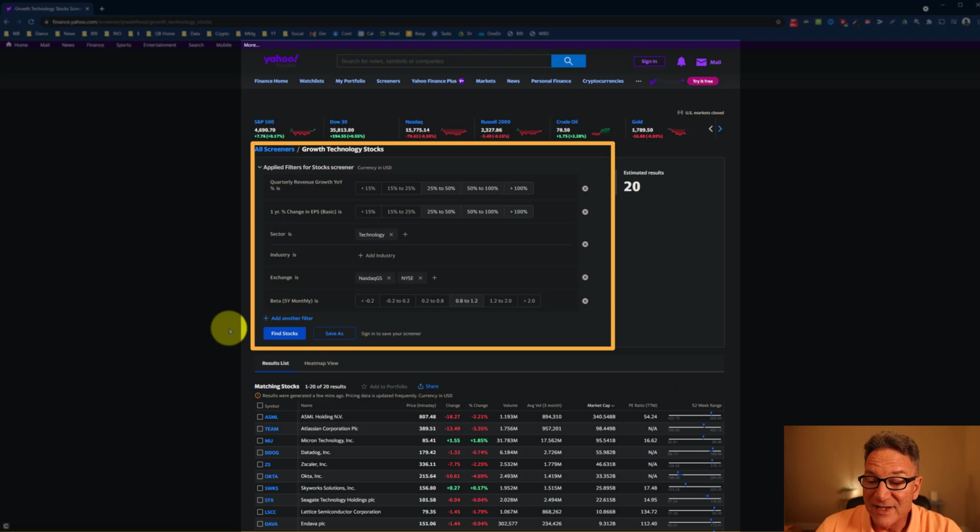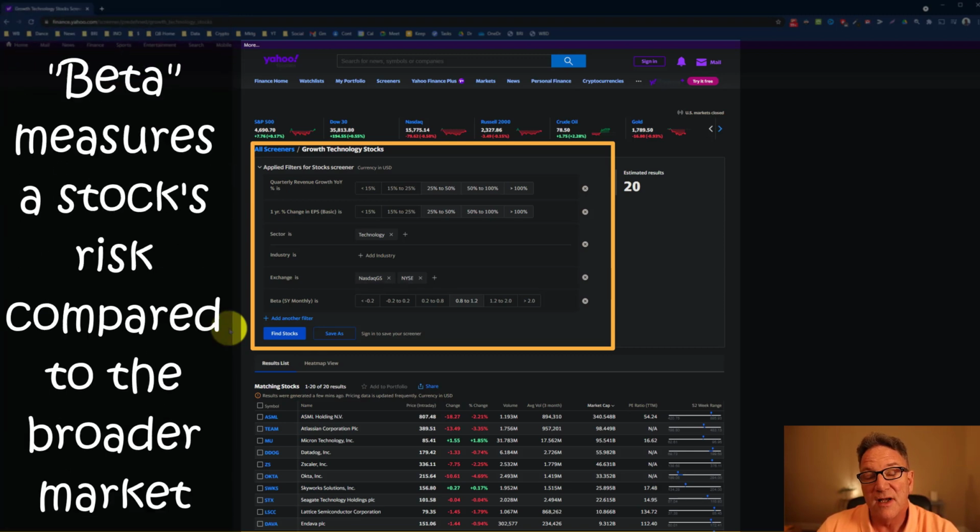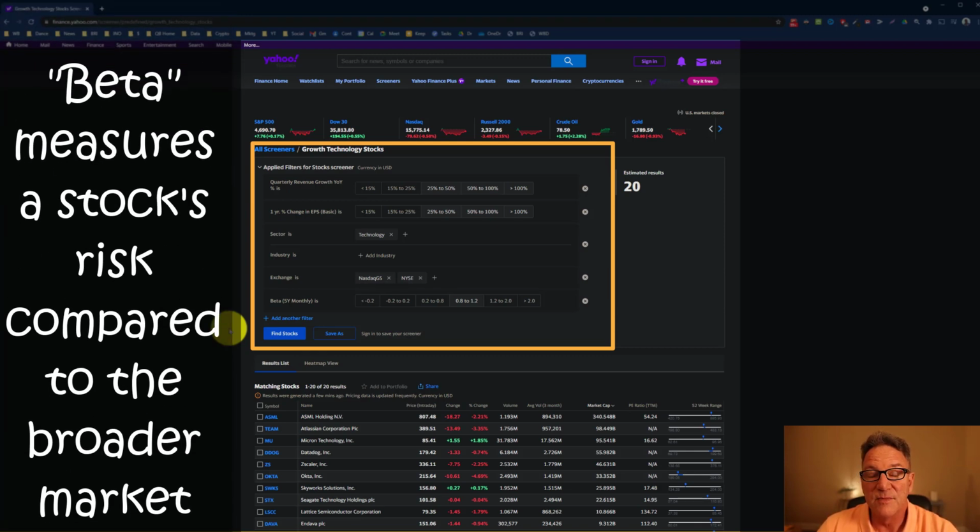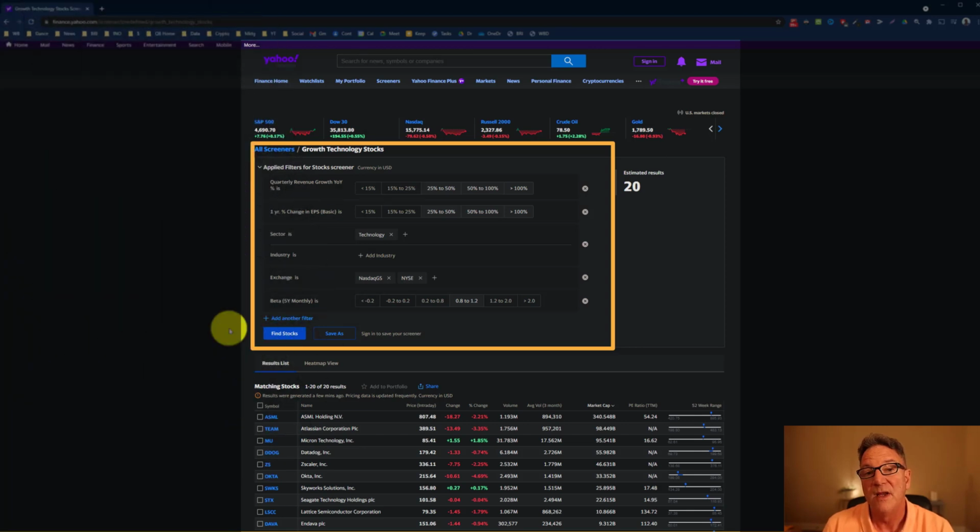So what is beta really doing here? Beta is a measure of a stock's volatility or risk compared to the broader market. If a stock has a beta of 1, it means it's just as risky as the broader market. If it's greater than 1, the stock is riskier than the broader market. If it's less than 1, it's less risky. So as we said earlier, if a stock is going to be riskier than the broader market, you want to be rewarded for that. So right here, what we've picked is stocks that are around the same risk level as the broader market.